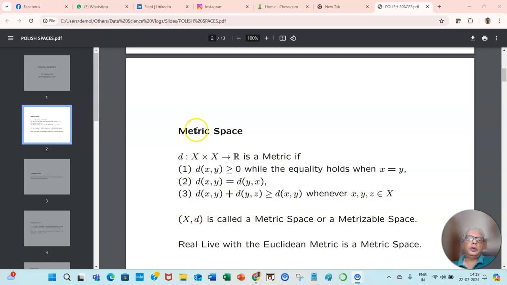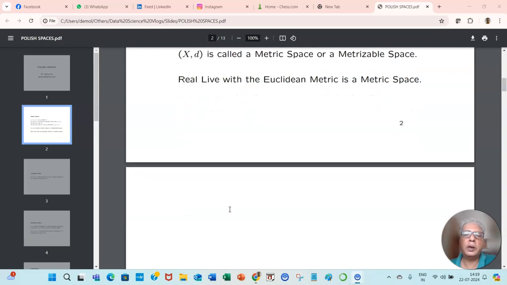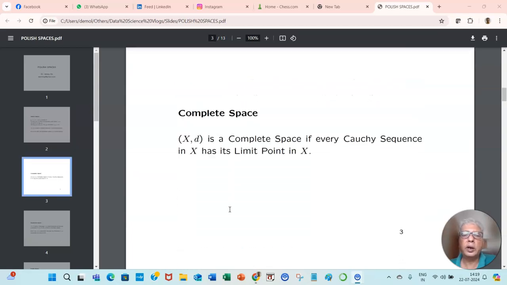So equipped with this metric, we call (X,d) a metric space or metrizable space. The real line with Euclidean metric is a metric space. So that is what we meant by a distance function or a metric.